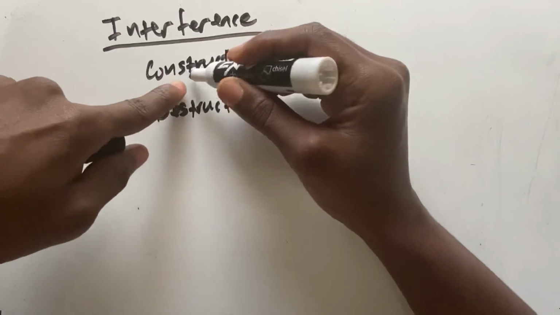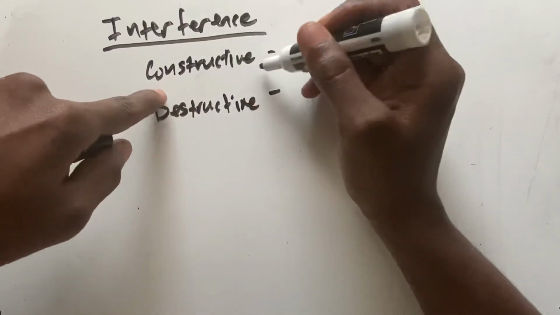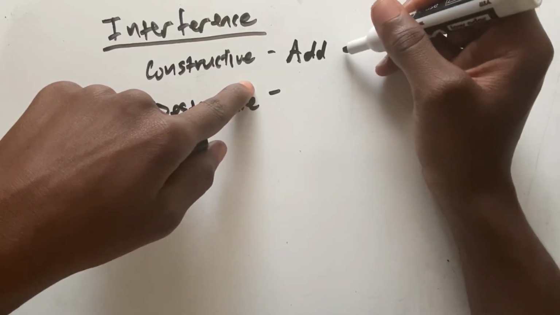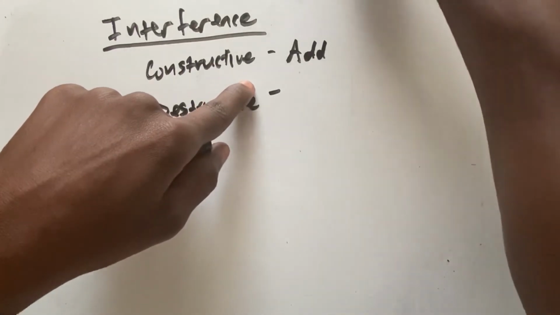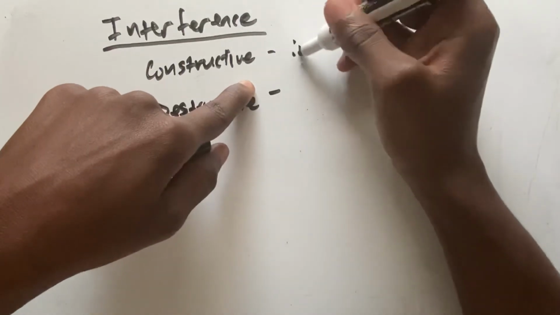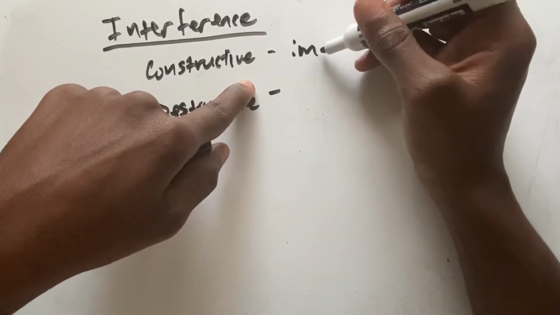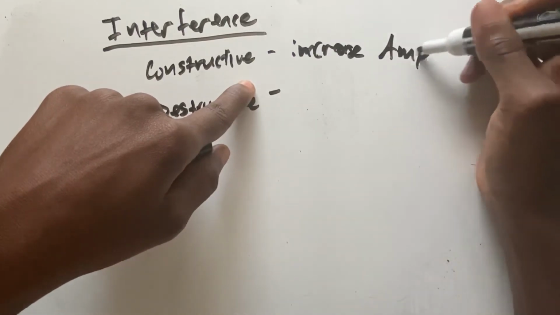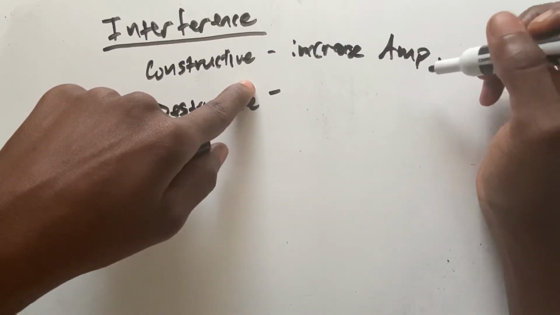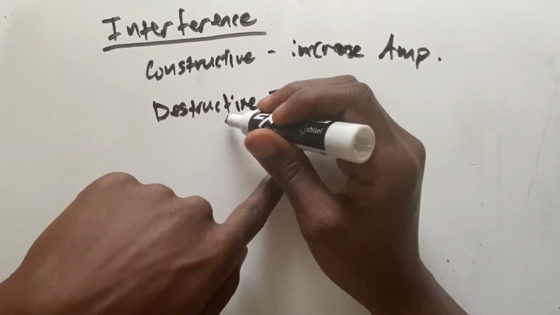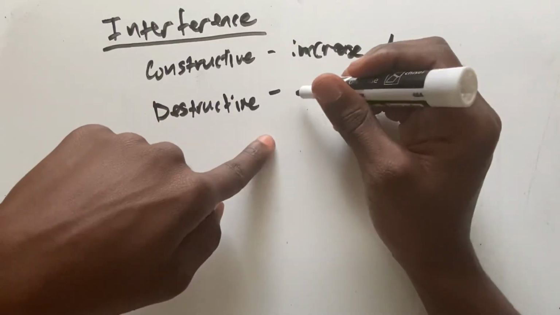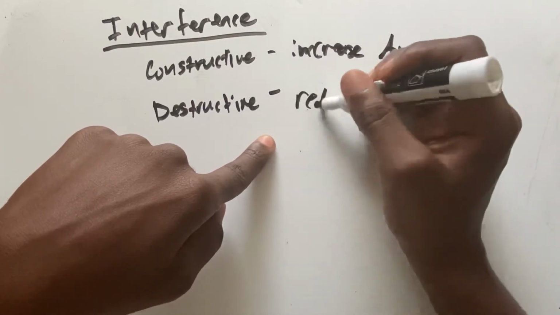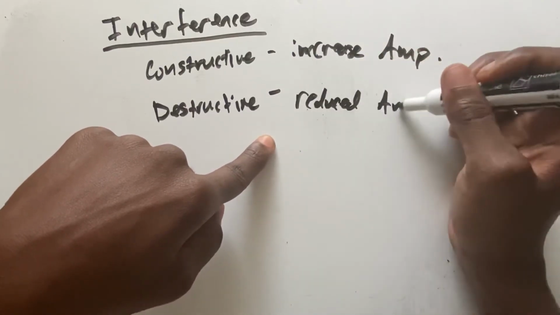When waves interfere constructively, they add amplitude, or they increase amplitude. I'll write amp for short. And for destructive interference, the amplitude is reduced. So, reduced amplitude.